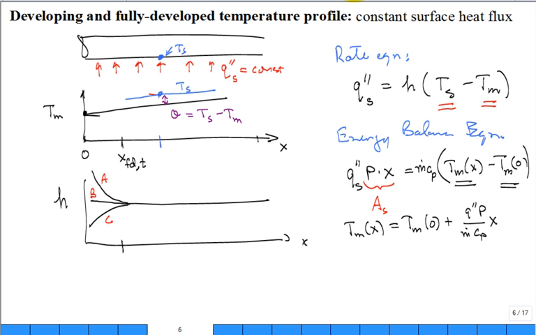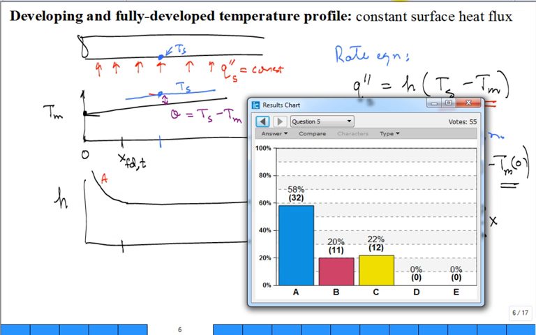Well, what do we know about flow over a flat plate? Maybe that information would help us. What happened when the boundary layer was very thin at the beginning of that flat plate? What was the h? Was it high or low? High. It was high. We had a high h, thin boundary layer. Don't we have a thin boundary layer in the entrance of the pipe? And so it's going to be a high h. And so the best answer is... Good. Good.